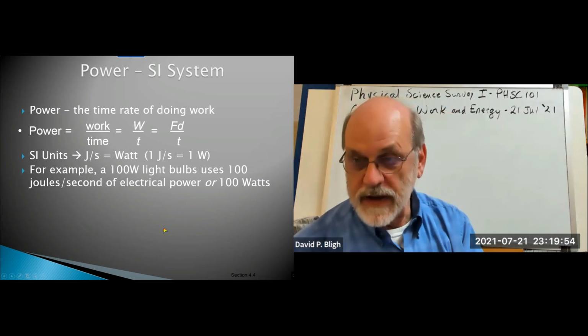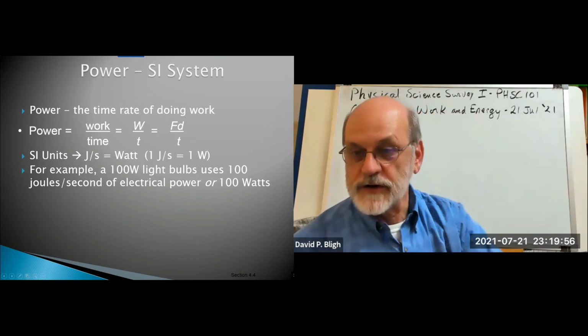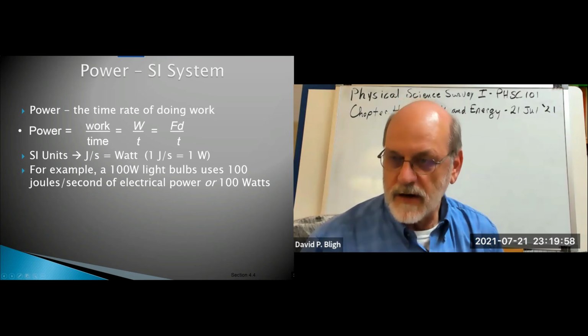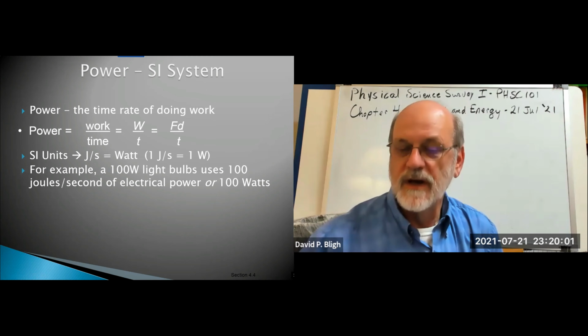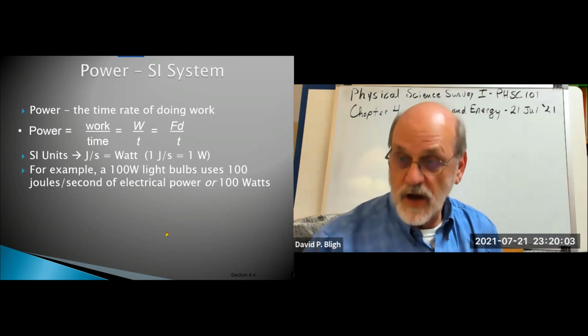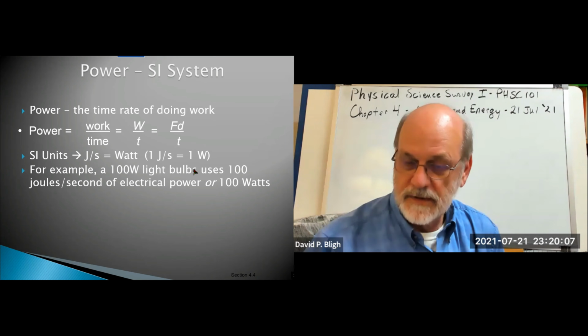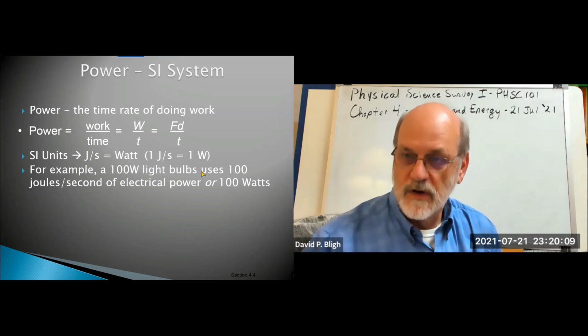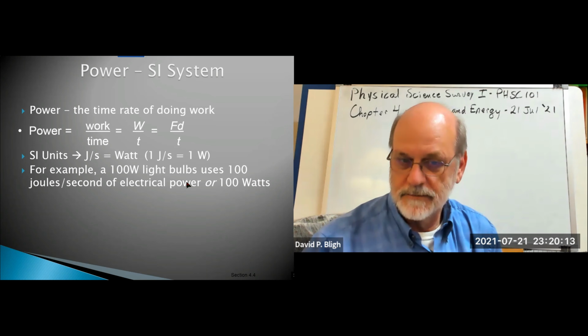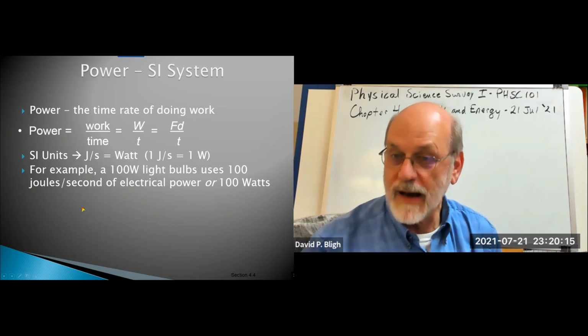And we can equate various forms of energy and power usage simply by knowing the rating. So a 100-watt light bulb means that it consumes 100 joules per second of electrical power, or 100 watts.